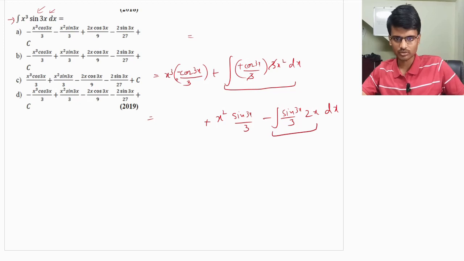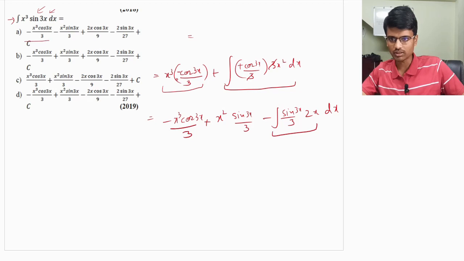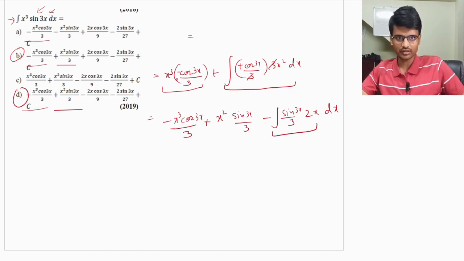Let me check the two terms I have got already, minus x cube cos 3x by 3. So two terms at least I have got. Which of the options match? Even the first option, second option, third option, all of them have it. Let me check the second term. This is positive, this is positive, this is negative. So either it is option B or option D. So we have eliminated two options.